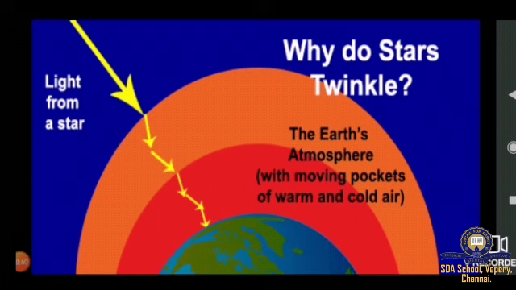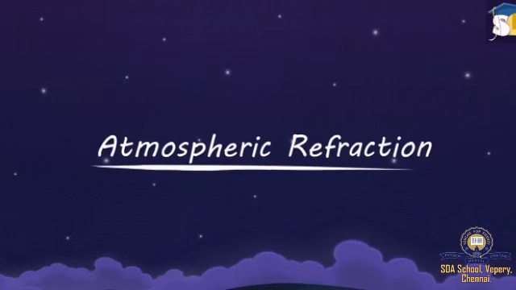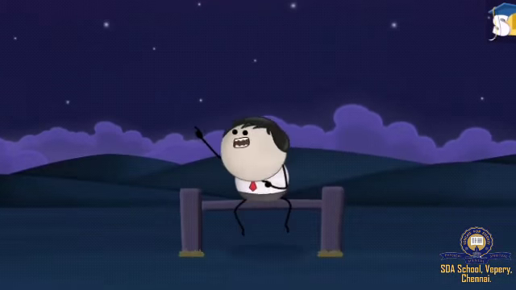Heavenly bodies that are closer to us, such as the moon and planets, do not twinkle. This is because they look much bigger, so our eyes can make adjustments for the apparent shifts in their positions because of atmospheric refraction. Now we are going to see a small YouTube video explaining the twinkling of stars. It will be interesting. Topic: atmospheric refraction.